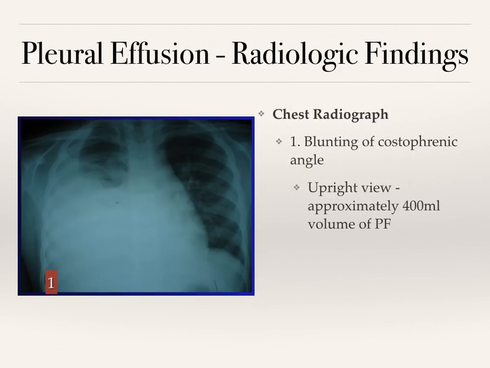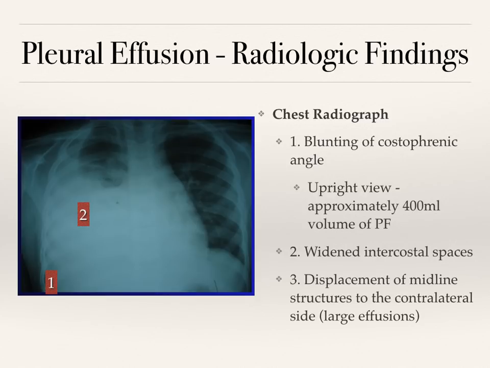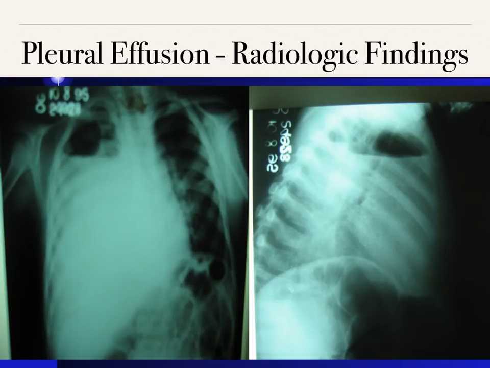Second is the widened intercostal spaces. And finally, number 3, displacement of the midline structures to the contralateral side. This manifests in large effusions. This is another patient presenting a large effusion on the right hemithorax. Note the arrow signs pointing to the presence of the meniscus sign.